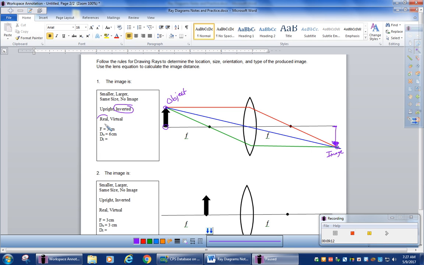I also want to make a judgment of what happens to the magnification. So is it smaller, larger, the same size, or is it no image? Well, we know it's not no image because I was able to see my lines come together. Comparing the height of this one to the height of this one, and I can even get out my ruler and measure it, those look pretty close to being the same size. So I have roughly the same size for my image. This would be an unmagnified image.